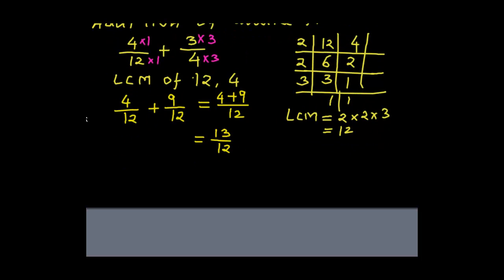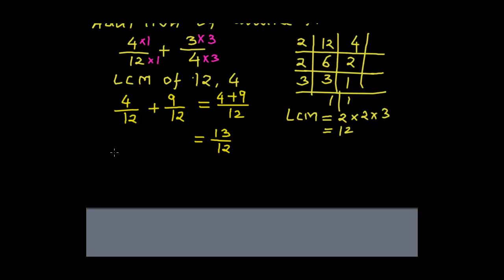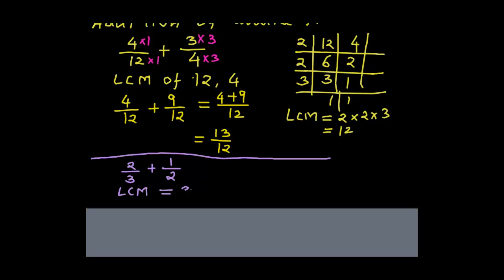Now I am taking another example. Suppose it is 2 over 3 plus 1 over 2. Now see, here the denominators are prime numbers, so LCM will be the product of two numbers. So LCM of denominators will be 3 times 2, which is 6.